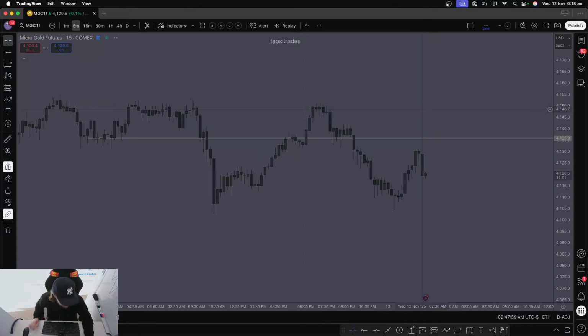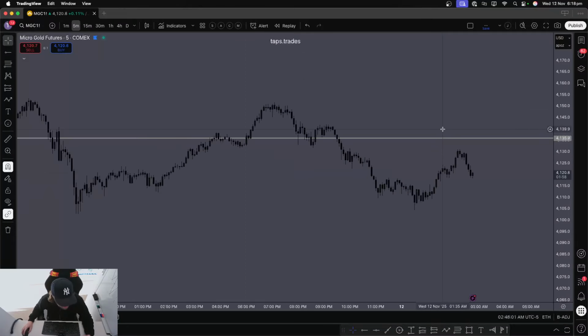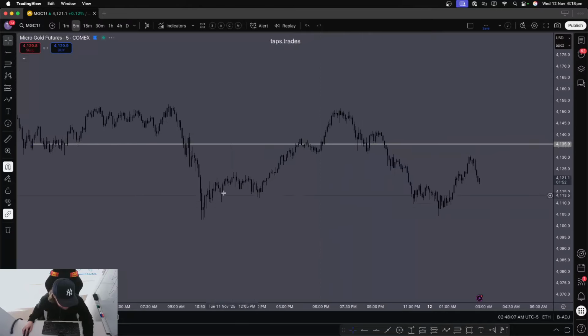Probably more clear on a 5-minute. If it's not clear on a 15, I would jump down to a 5. That's the best thing to do in this instance. So we can clearly see that this is the indication. This is the indication. Now this is the correction phase.